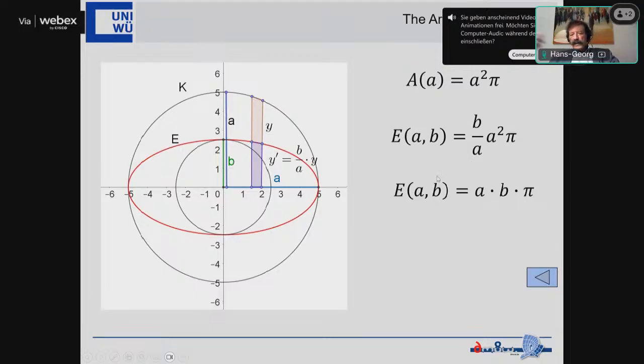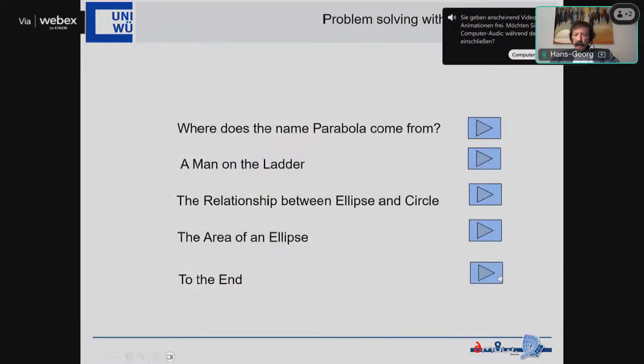But it shows that there is a narrow relationship between the area of a circle and the area of an ellipse. So these are the problems. We come to the end.